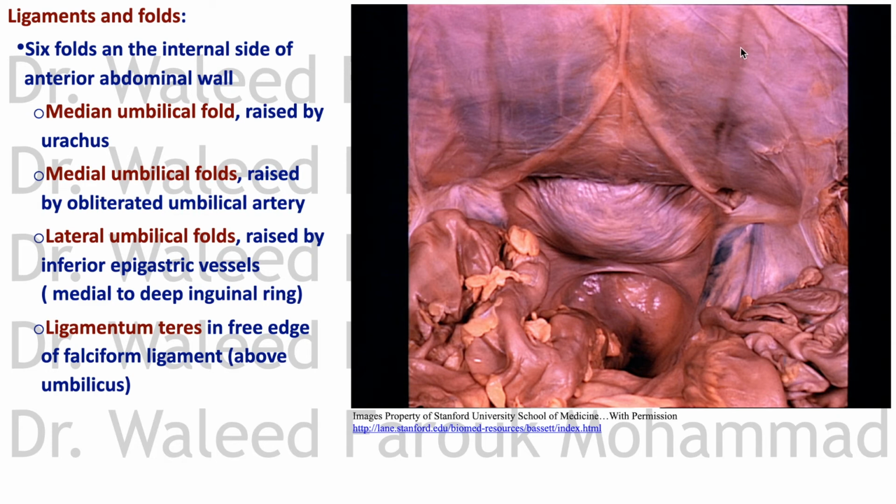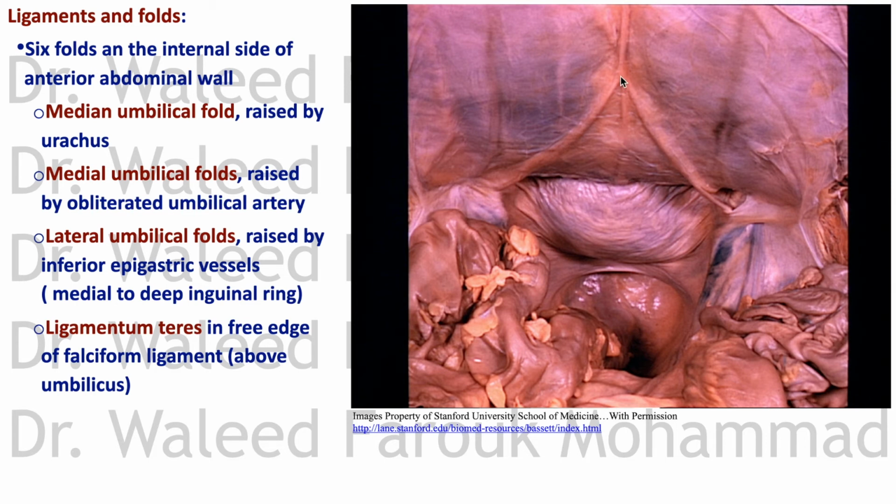Now you see these two. These are the inferior epigastric vessels. And if you can tell me where's the deep ring, yes, exactly lateral to it. The deep ring is lateral to it, right? It's raising the lateral umbilical fold. So you have two lateral folds, two medial folds, and one median fold.